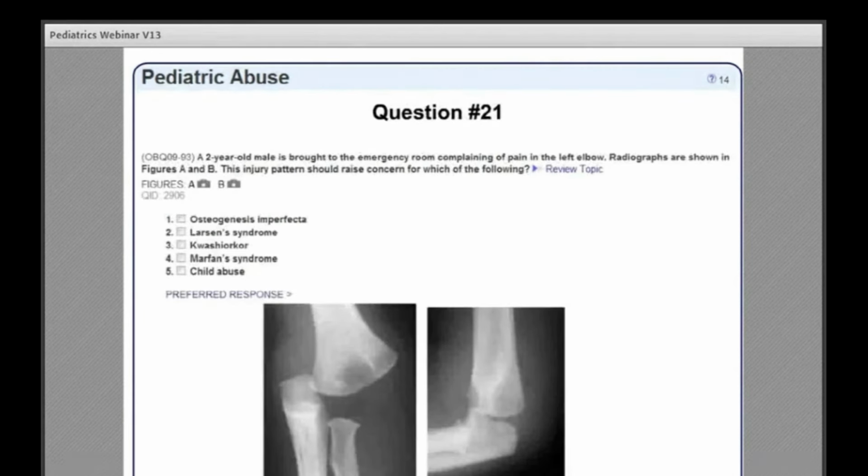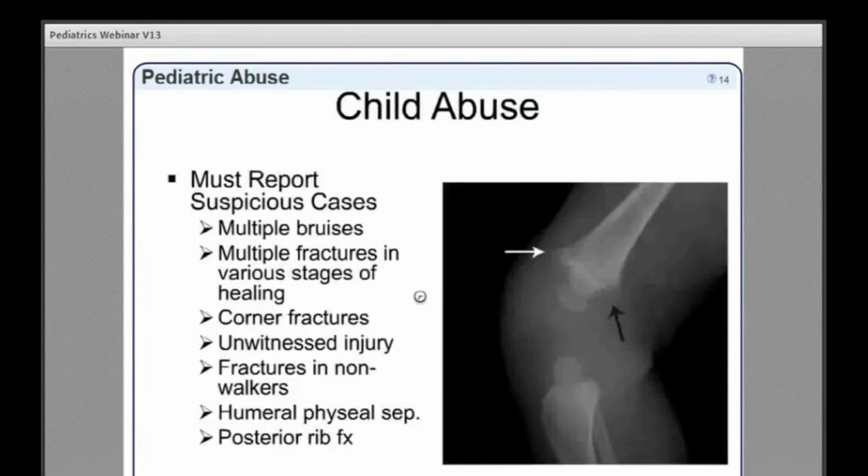The next question, a 2-year-old male is brought to the emergency room complaining of pain in the left elbow. Radiographs are shown in figures A and B. This injury pattern should raise concern for which of the following? And so, similar to the last question, you can see on this x-ray, the proximal radius and the proximal ulna are both in appropriate alignment. And the proximal radius is pointing toward the capitellum, as it should in all views of the elbow. And you can see on the lateral x-ray as well that the proximal radius is pointing toward the capitellum and is in an appropriate relationship with the proximal ulna, but both of them appear to be dislocated from the distal humeral metaphysis, and so this is a distal humeral physeal separation.